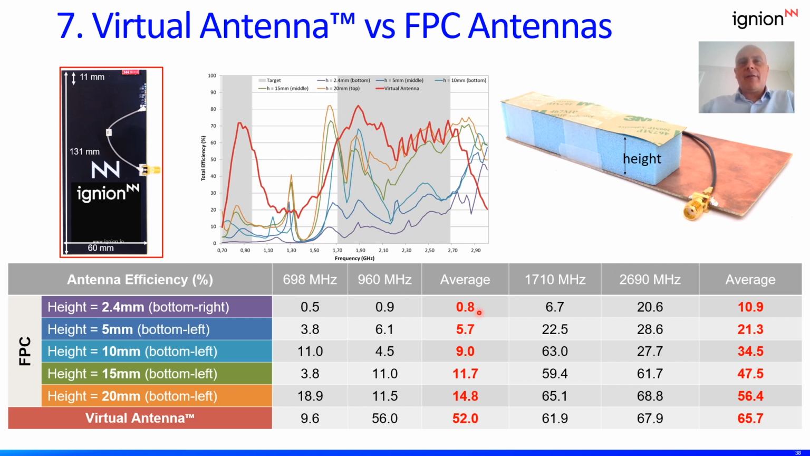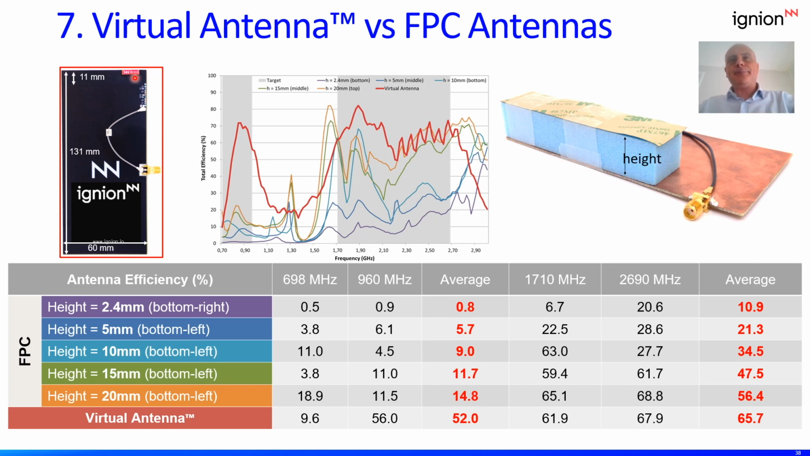For example, in the FPC antenna, in particular in the low frequency region, when the height is the same as the virtual antenna, the performance is 50 times less in efficiency than what you get with virtual antenna. Even with a height of 20 millimeter, which is a very thick device, the efficiency is well below the virtual antenna. In the high frequency region, this is not as critical, but always the antenna booster performs much better while keeping a very compact antenna volume.